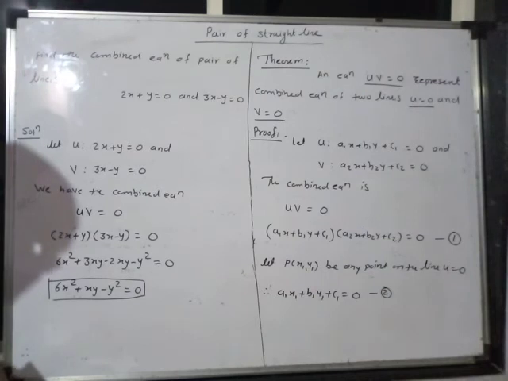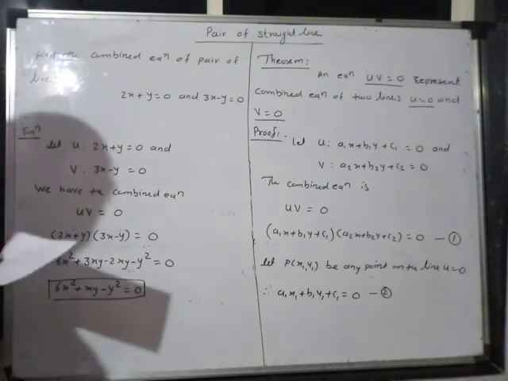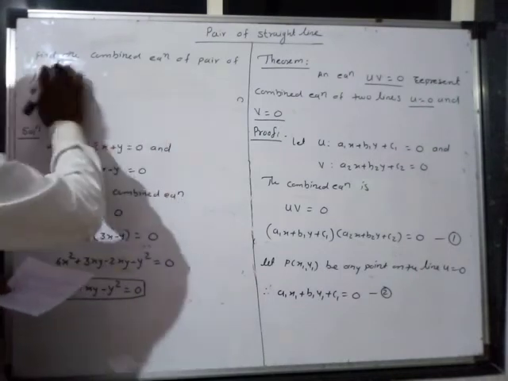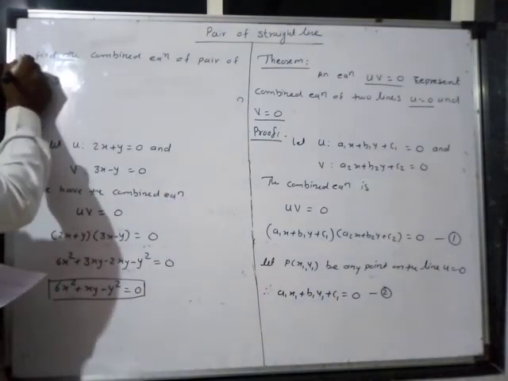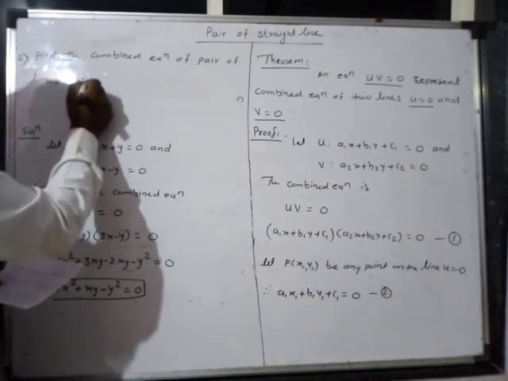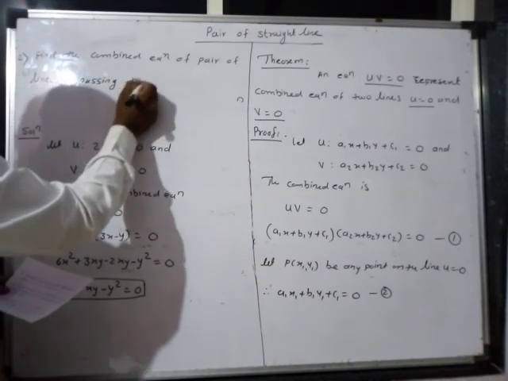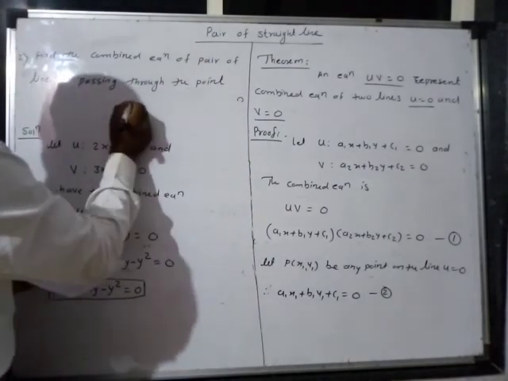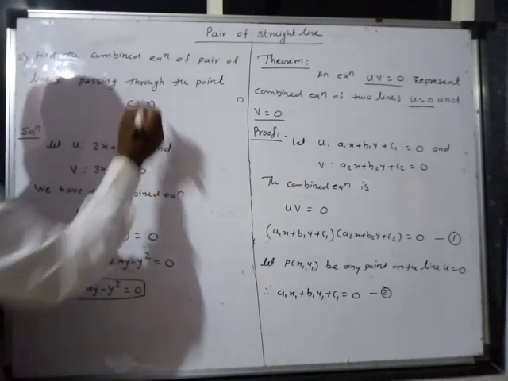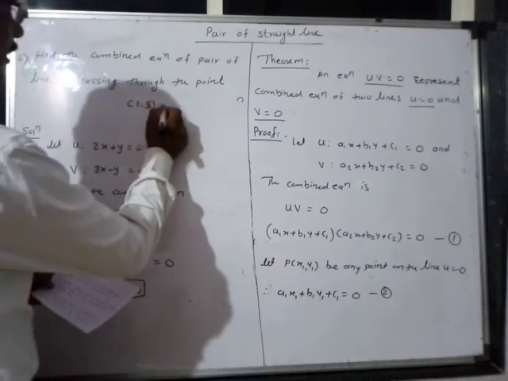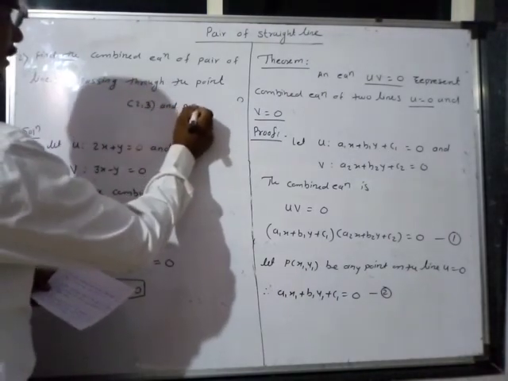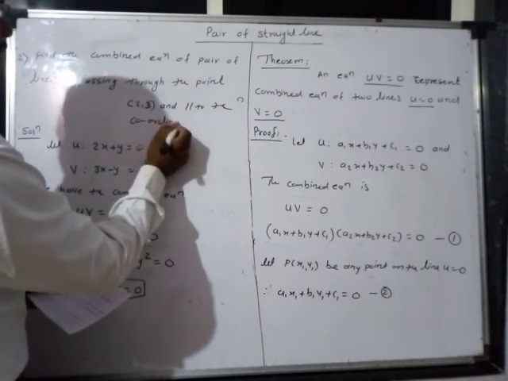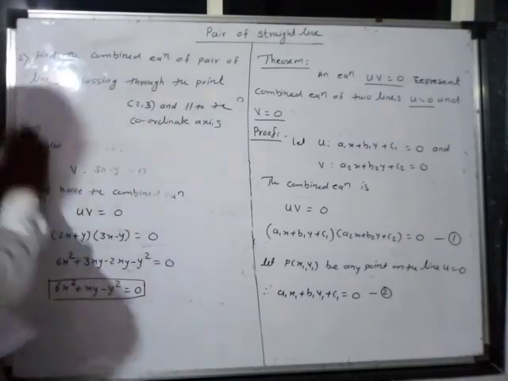Now next question is, find the combined equation of pair of lines passing through the point 2, 3 and parallel to the coordinate axis.